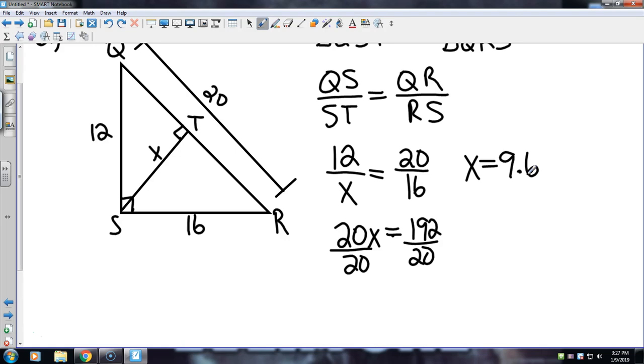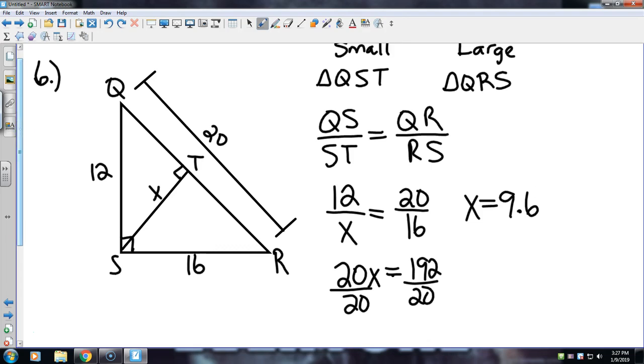So we're going to create similar triangles, or actually in this case, we're going to make them congruent and use that to find the value of x.